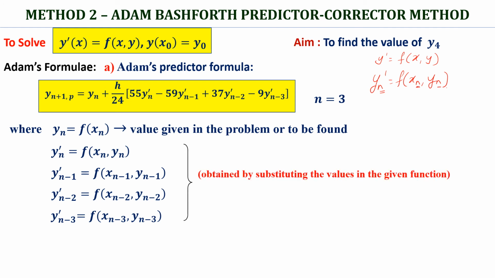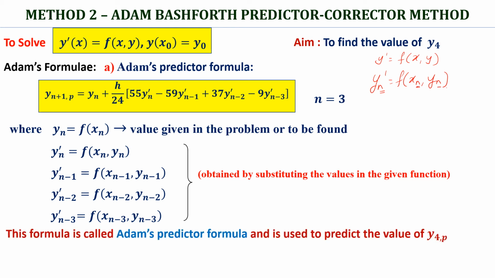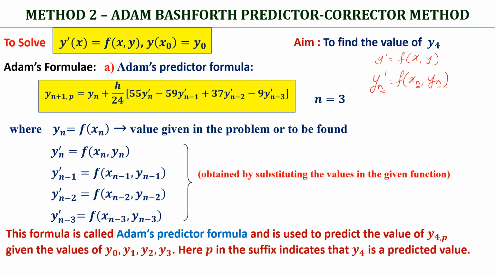So all these are obtained. This is called the predictor formula. It's used to predict the value, and the y4p is called the predicted value. Let's go in for the corrector formula in the next slide.